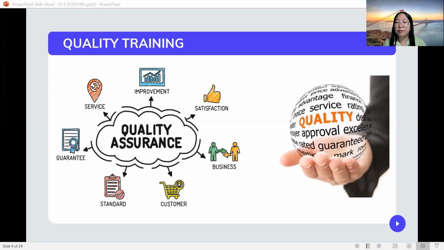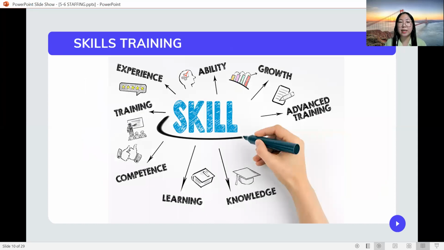So next we have the skills training. As you can see, there are different skills on your screens. And this is a type of training which includes the proficiency needed actually to complete the job. Think of skills as the things you need to know to perform your job. So most of the time, skills training is given in-house and can include the use of a mentor.